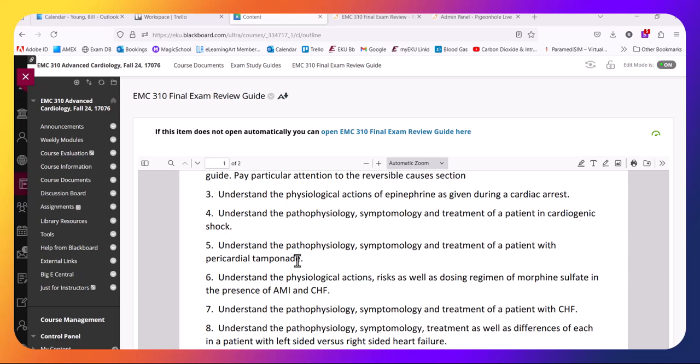Number 6 says understanding the physiological actions, risk, as well as dosing regimen of morphine sulfate in the presence of an AMI and CHF.